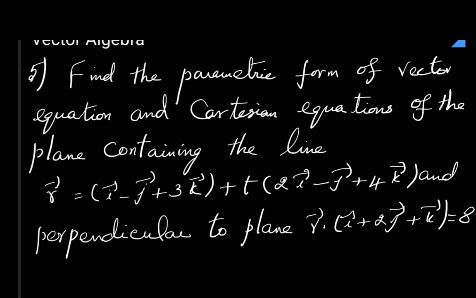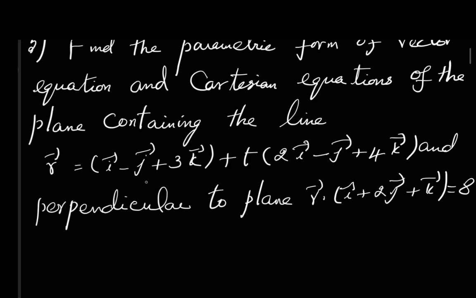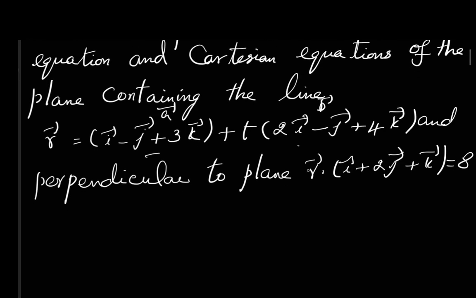So I am going to find the equation of the plane. It contains the line here, where this is the vector form of a line. Here this is vector A, the coordinates of the point, and this is the parallel vector of the line, and this is perpendicular to the plane. So this is the normal vector, vector r dot n cap is equal to 8.